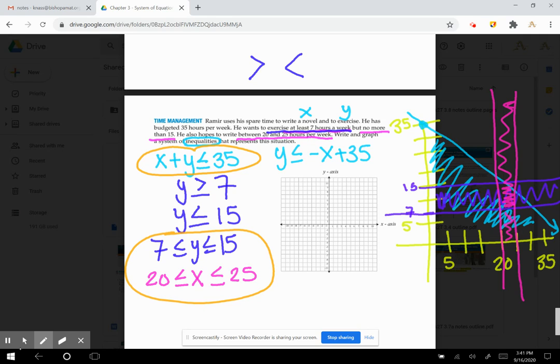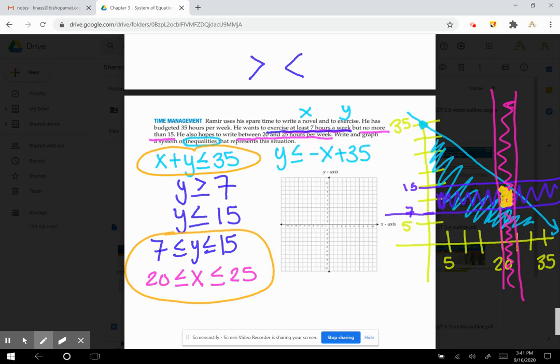Okay, so where's my answer, right? We'll do it in yellow. Okay, my answer is right in this area, and it's coming up in yellow. That is my answer, the shaded area.